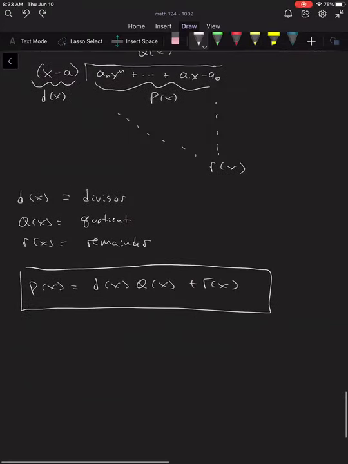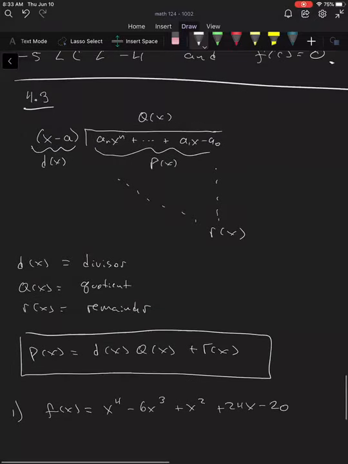So for example, let's start with number one. We're given f of x is equal to x to the fourth minus 6x cubed plus x squared plus 24x minus 20. And this technique up here, when we write it like this, is called long division. And we'll do something called synthetic division in a second.